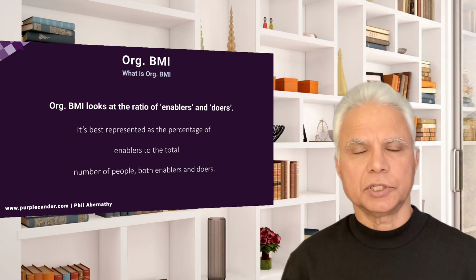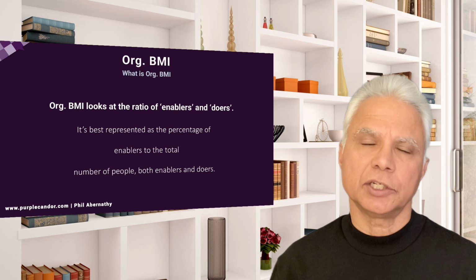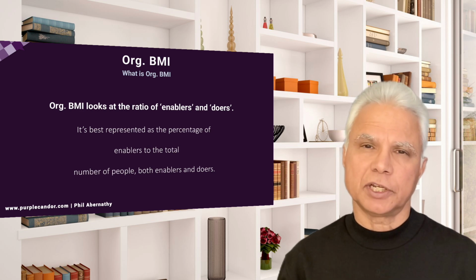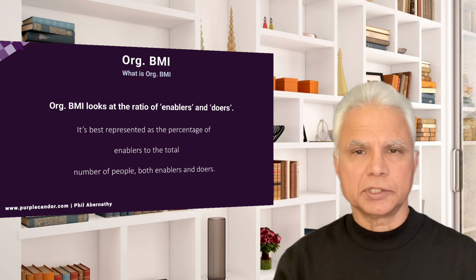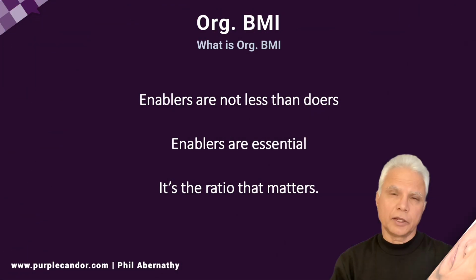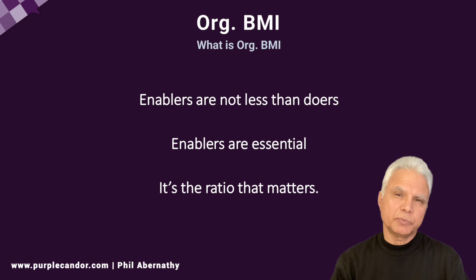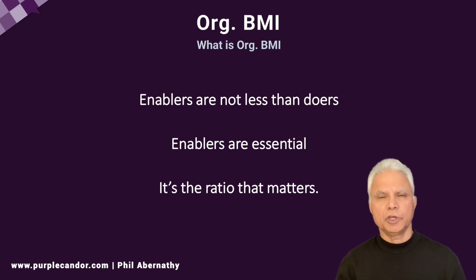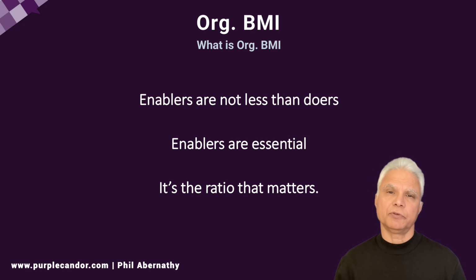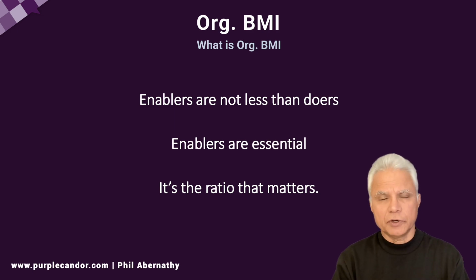In simple terms, it's the ratio between enablers and doers. And it's best represented as a percentage of the enablers to the total number of people, both doers and enablers. Now, every time I've used this, there's always been a little bit of resistance to the word enablers. And if the communication is not right, some people feel that enablers are less than doers. Enablers are not essential. And it couldn't be further from the truth.